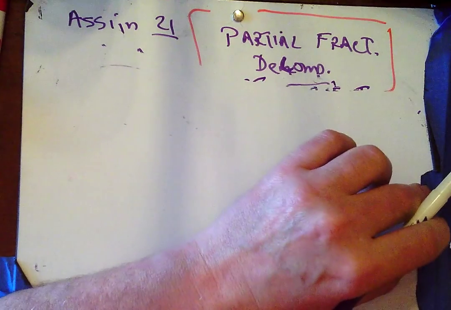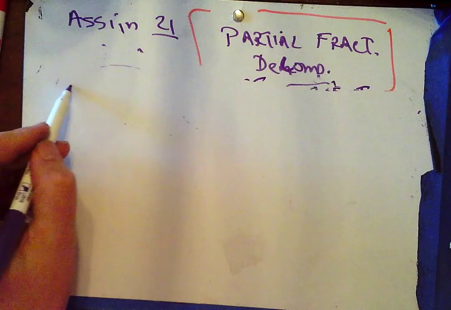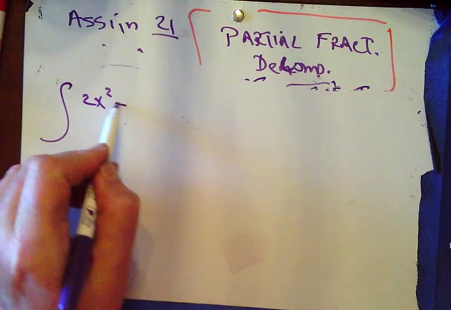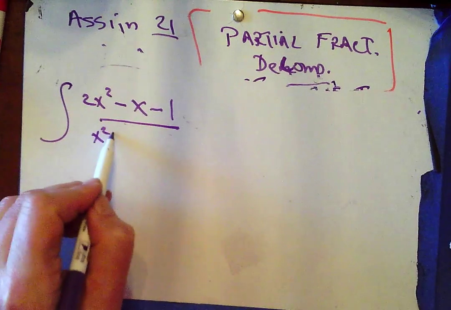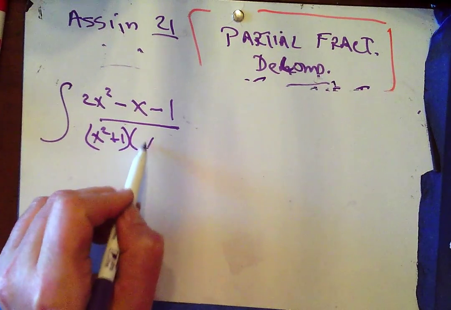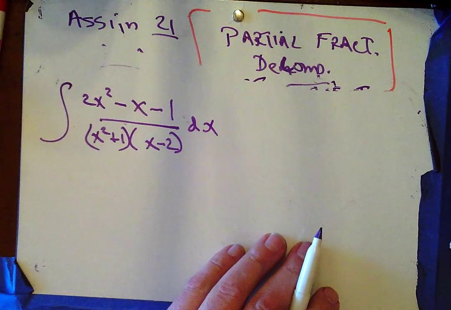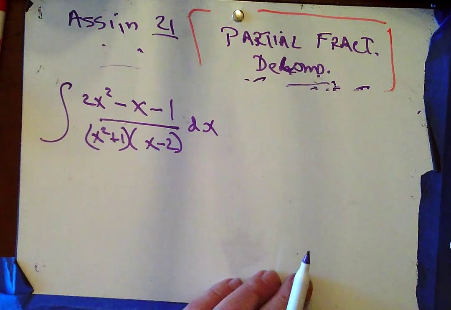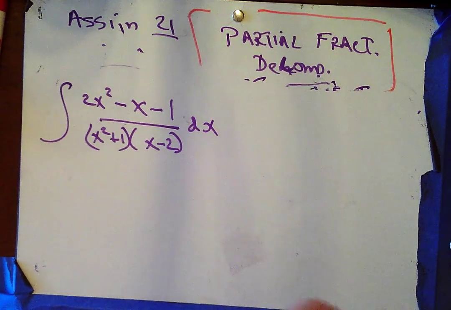That's a great problem. Next, how about you do this one? The integral of 2x squared minus x minus 1 over x squared plus 1 times x minus 2 dx. Pause the video, give it a try, come back when you're done or have questions.